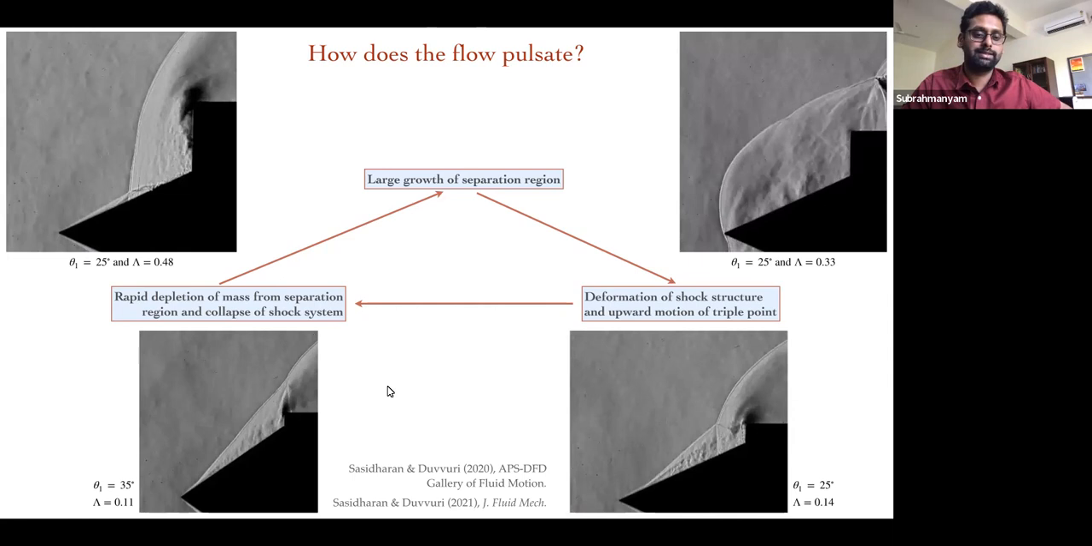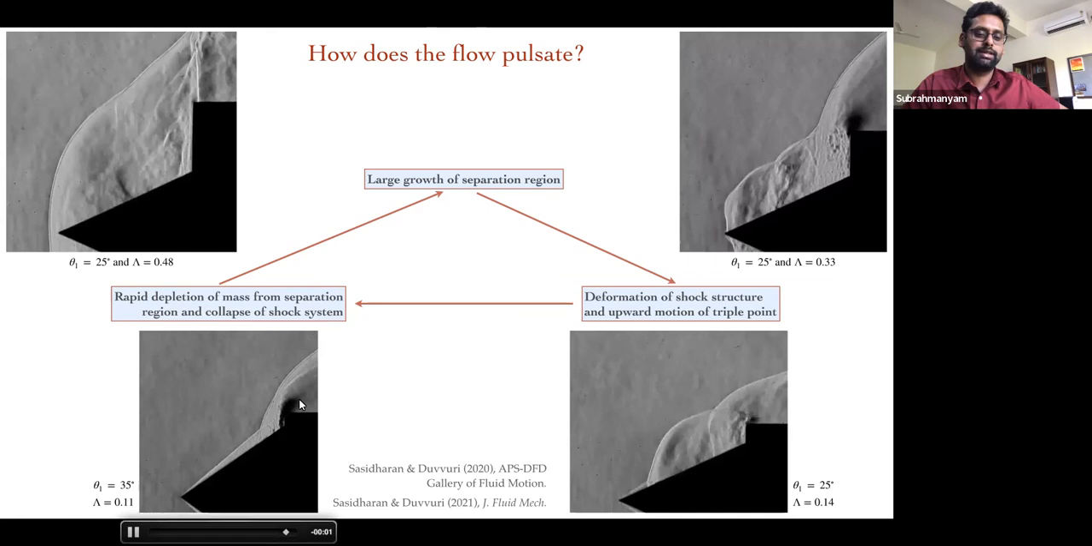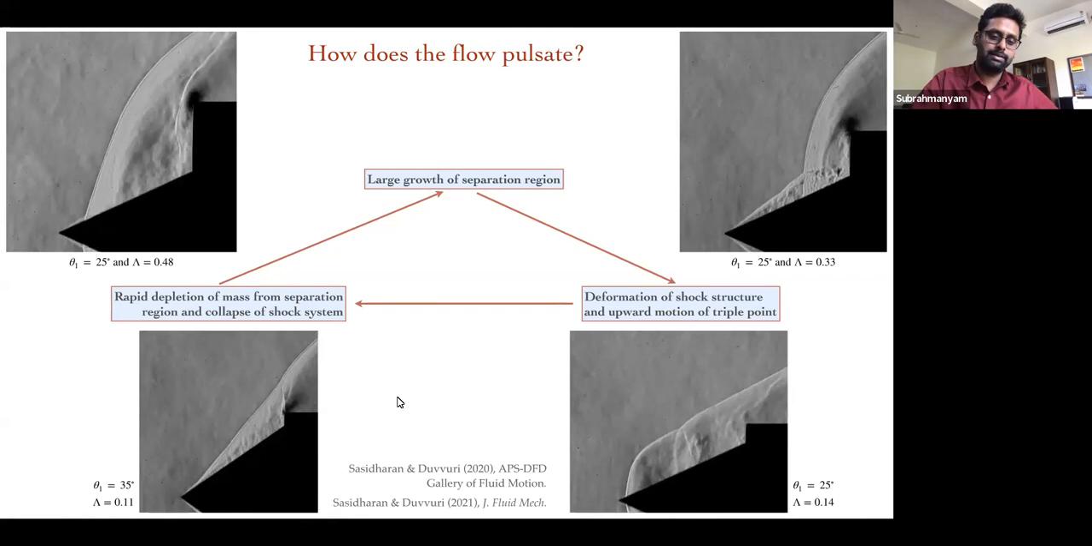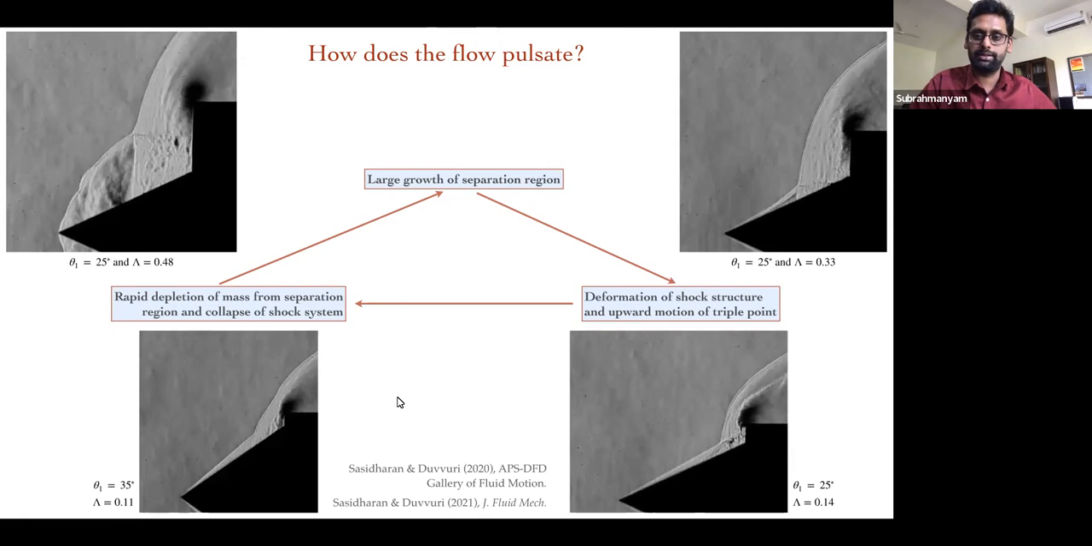So this is interesting, because in this case on the bottom left, you actually don't have this large scale deformation of the separation shock into a bow shock, right? But nonetheless, you do get this. It's the same mechanism at play, and you do see pulsations. All right, so that is the story with pulsations.